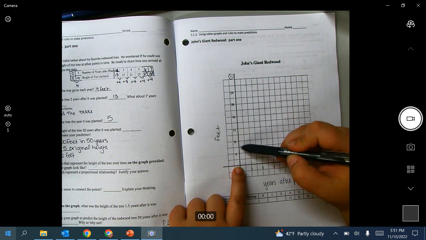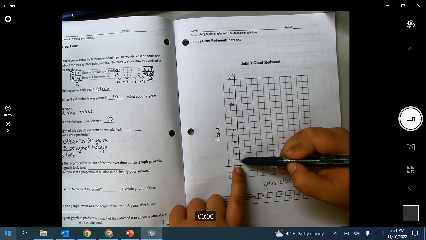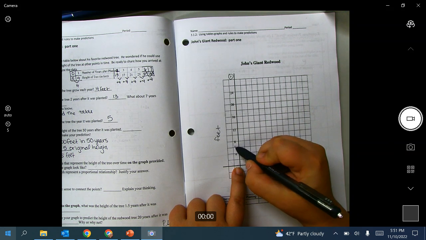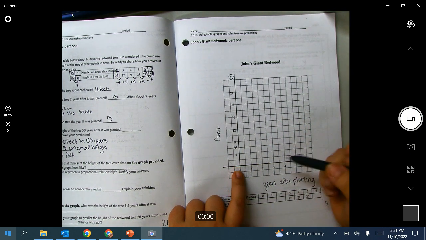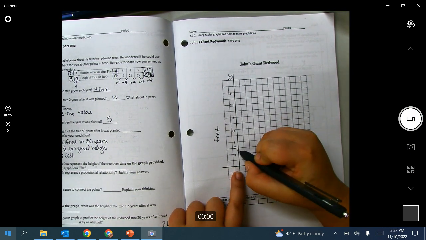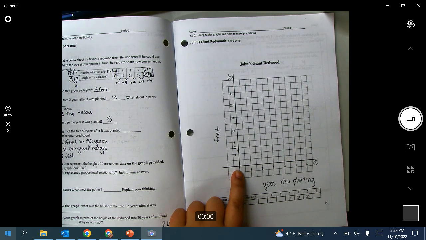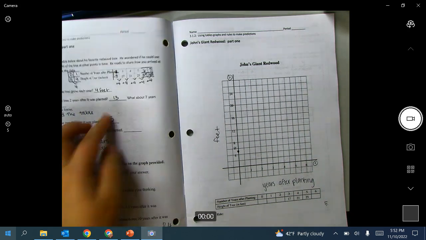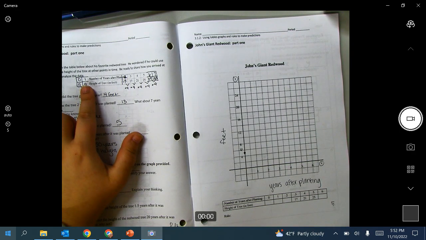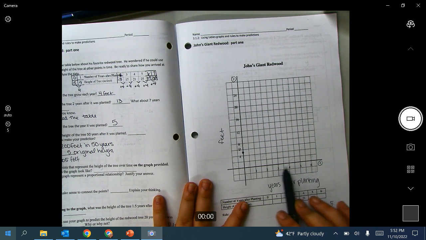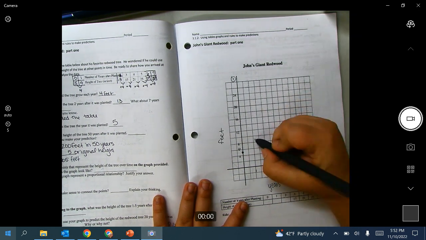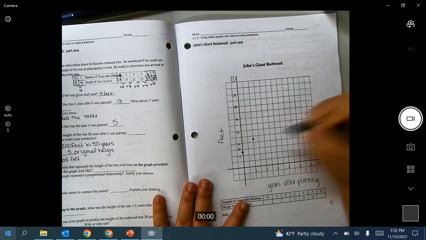So if I look at these scalings, I'm seeing that every block is going up 2, right? So here's 4, here's 6, 8, and so on. So at year 0, I'm going to need to be between 4 and 6. All right, my next value I have here for 1 year after it was planted, it was 9 feet tall. So I'm going to go to 1 on my x and then go up to 9, which is going to be in between 8 and 10.